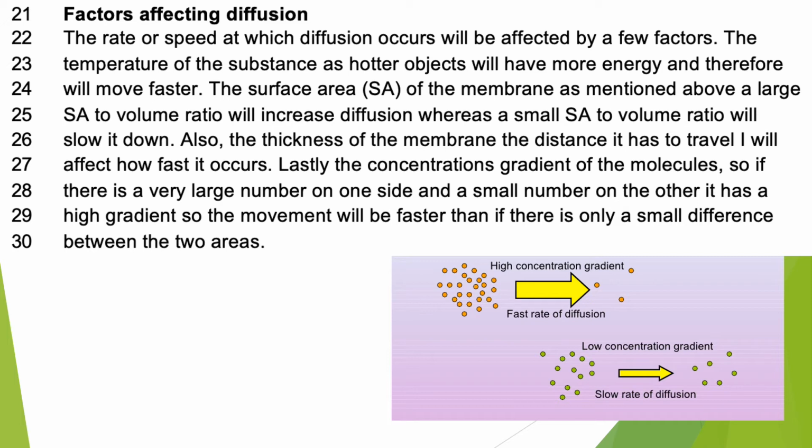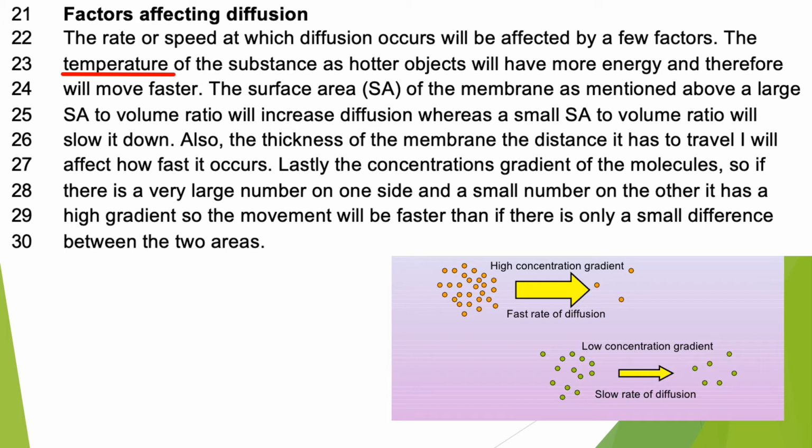Okay, so let's start off in the first sentence here. The rate or speed at which diffusion occurs will be affected by a few factors. The temperature, so there's your first one. The temperature of the substance, as hotter objects will have more energy and therefore will move faster. So this one is actually quite simple. The hotter it is, the faster molecules will move. And you've learned this before, right? Hotter items have more kinetic energy. Same thing goes for molecules.